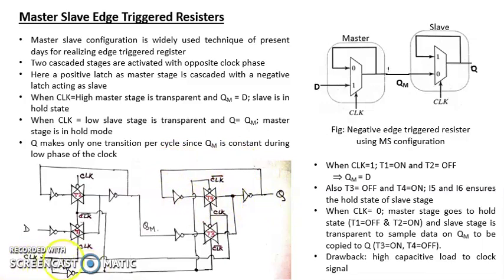When clock makes a transition from 1 to 0, the master stage stops sampling the data and goes into a hold state. T1 will be off and T2 will be on. So the feedback loop is now closed here and this will be in the hold state. The slave stage will now start sampling the value of Qm to the output of this register through this transmission gate T3. Because the clock is 0, the transmission gate T3 is on and the transmission gate T4 is off. So this feedback loop will be now open and the slave stage will be in transparent mode.